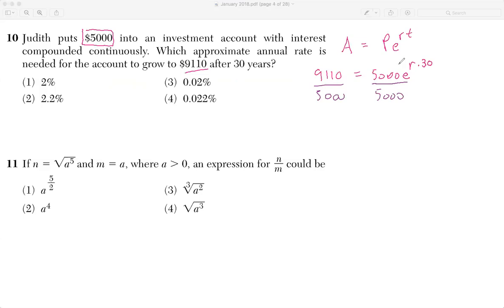Our goal is to get this R alone. 9110 divided by 5,000 is 1.822. 1.822 equals E to the 30R. Now the inverse of E to the X, E raised to something, is something called ln. So if I apply its inverse on the right, I have to do the same thing to the left. What this does is it cancels out the inverse. So this goes away, the E goes away as well. So we're left with ln of 1.822 equals 30R.